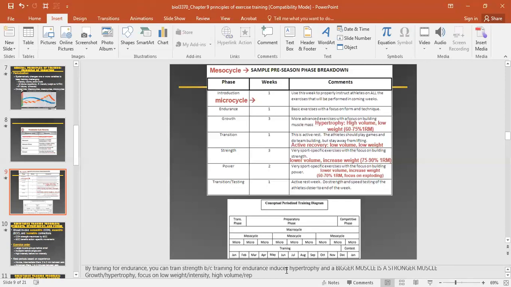If you want to focus on strength, you lower the volume and increase the weight. Remember, a definition of muscle strength is the most amount of force a muscle can generate or produce. So if you're focusing on gaining muscle strength, you focus on low volume but high weight. So think 75 to 90% or even higher of 1 repetition maximum.